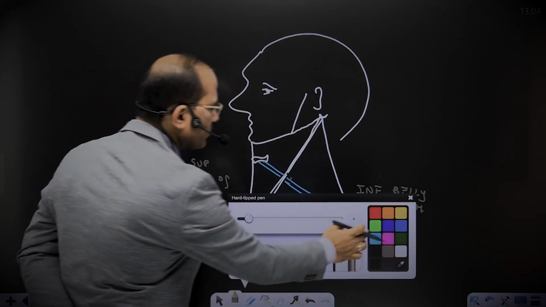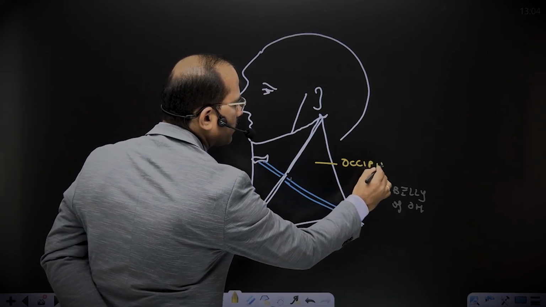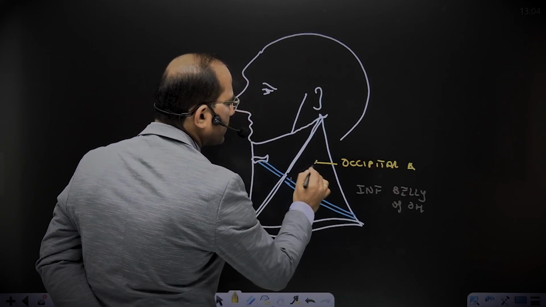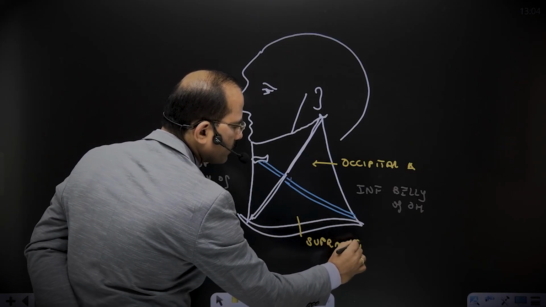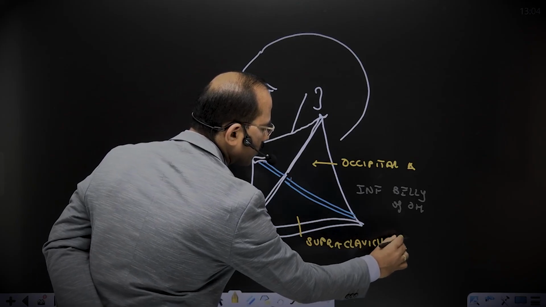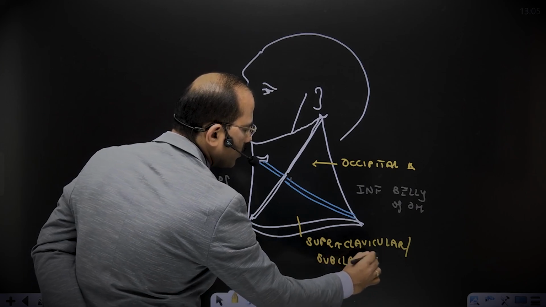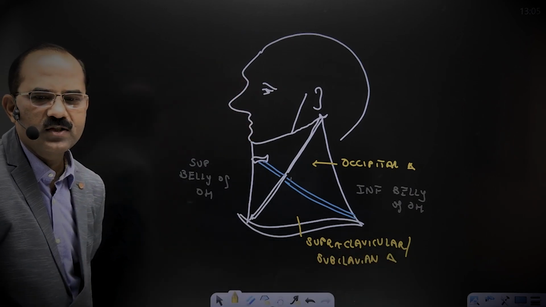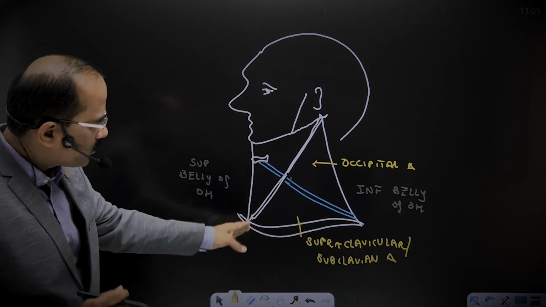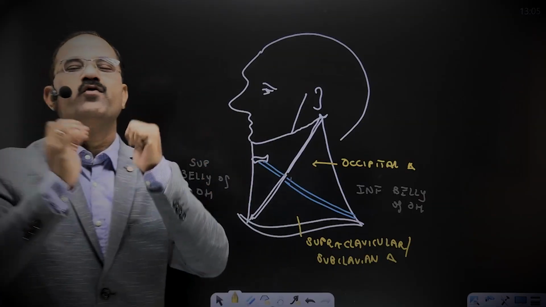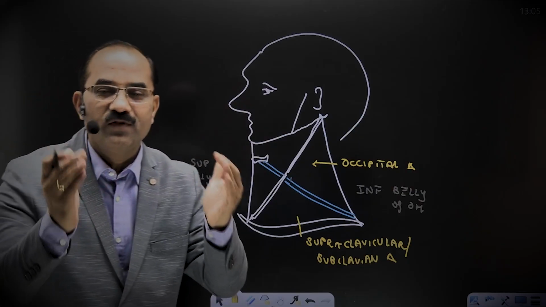Yes, let me just write this down for you. So this triangle becomes the occipital triangle, right? And this becomes the supraclavicular or the subclavian. It's the same. Supraclavicular or the subclavian triangle. Perfect, students. Clear? You're getting a hold of this triangle? Yes. The posterior triangle is further divided by the inferior belly of omohyoid into an occipital triangle above and a supraclavicular or subclavian triangle below.